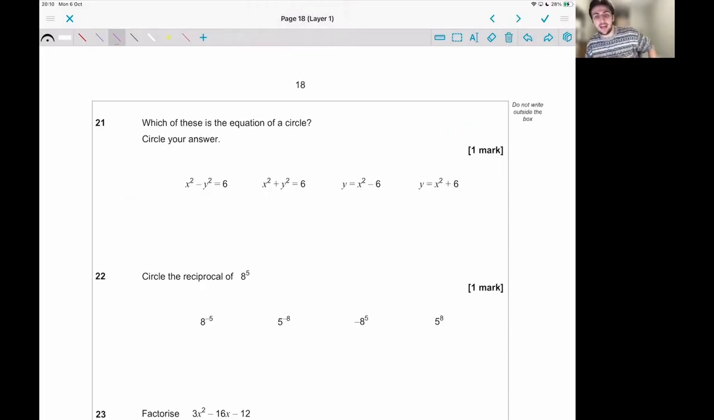Okay, we're so nearly there. We have 9 more questions. And some of these are 1 mark, so we might fly through them. Which of these is the equation of a circle?